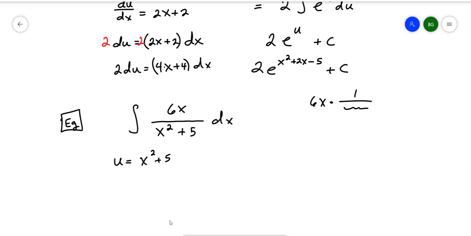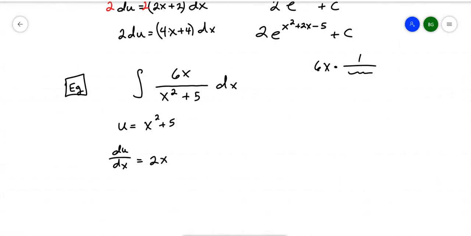So our next step is to take the derivative with respect to x. I'm just going to get 2x. And then our next step is to multiply through by dx. So du is 2x dx. And now we can start swapping things out. Instead of x squared plus 5, I can just put a u.